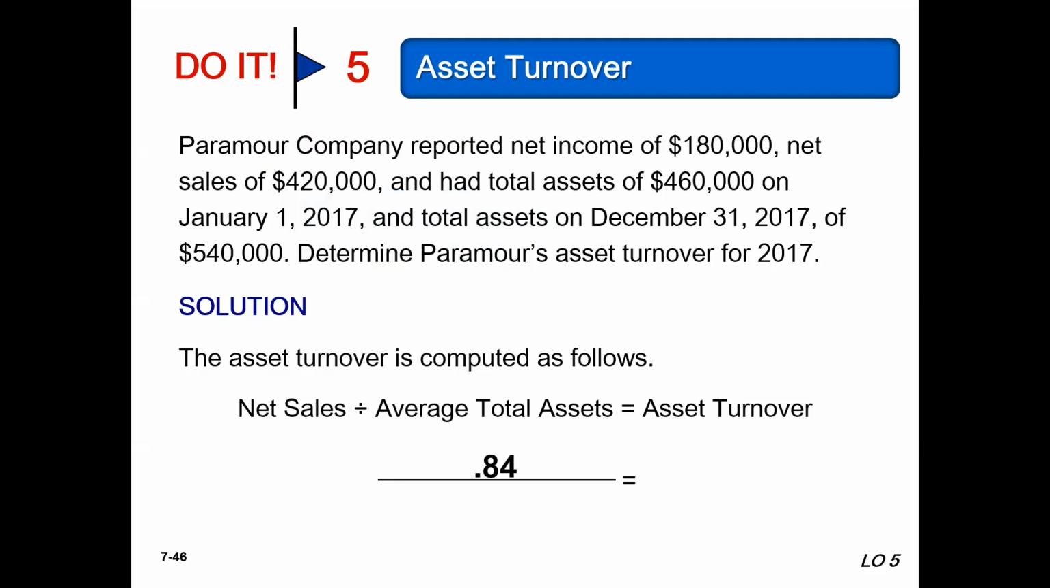So this 0.84 asset turnover doesn't really tell us a lot. We would need more information. We would need something like years, maybe 3 years back. So we have 3 years' worth of data that gives us an idea of where the company's going.